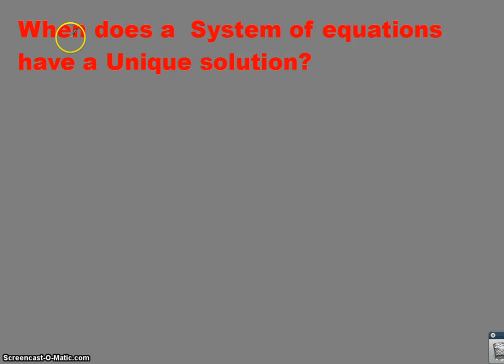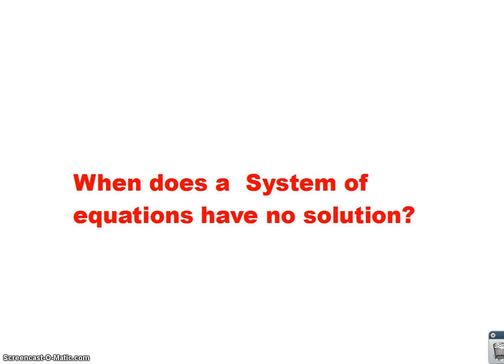What is a system? When does a system of equations have a unique solution? Unique means that it has one solution. It's when the lines cross. So if you had something like this, here is your unique solution. Remember, a system is more than one equation.